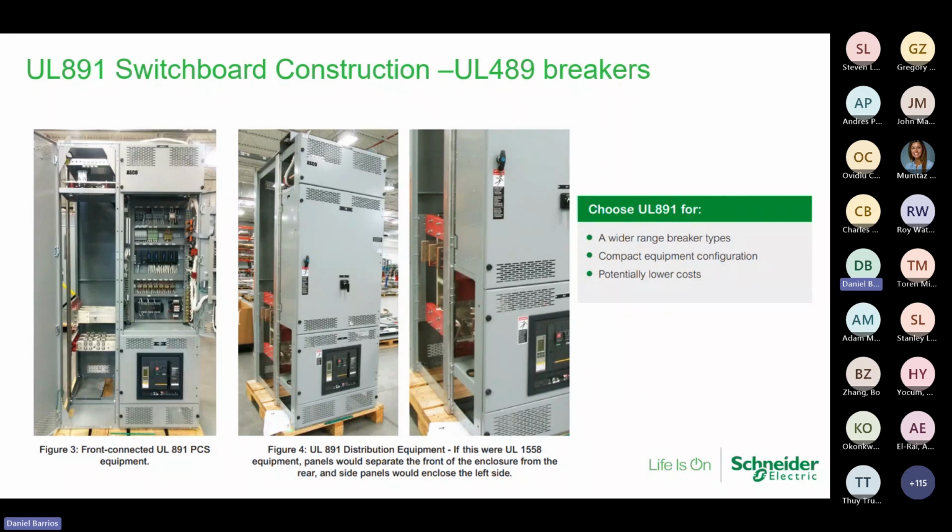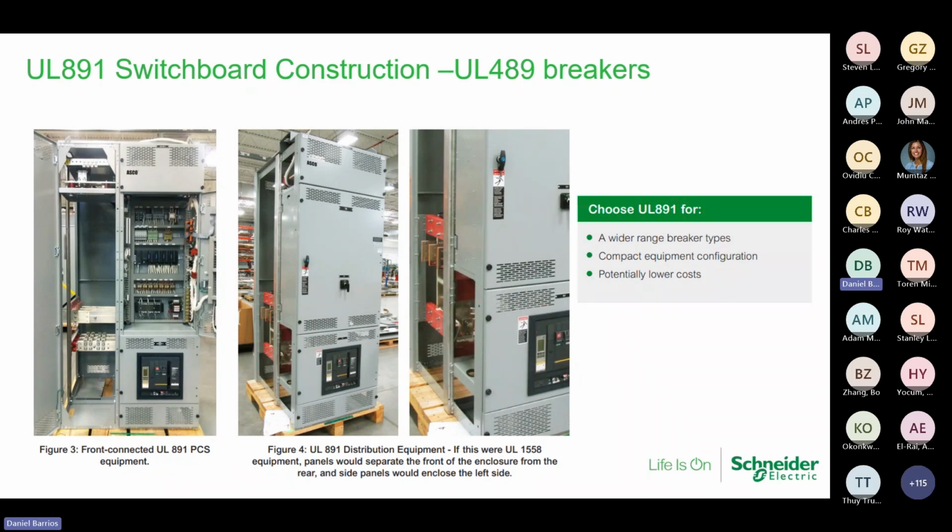But on the left side, you'll notice that this is an 891 type construction, and you see that it is open. You can see between the sections, it is not compartmentalized. Should a fault occur, you can damage multiple sections, multiple cubicles of that lineup or such. As you move over to the right side, you will see 891 distribution equipment. If this were UL 1558, the panels would be separated.